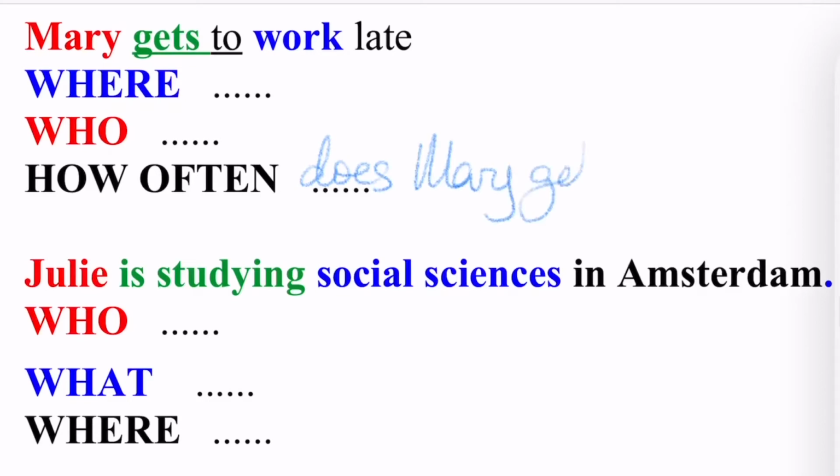Mary gets to work late. So you can see that depending on the information you need, the question will change. But as I mentioned earlier, most questions take the auxiliary do or does. Therefore, where does or how often does Mary, as opposed to who, which is requesting the subject of the sentence, and therefore it needs no auxiliary.